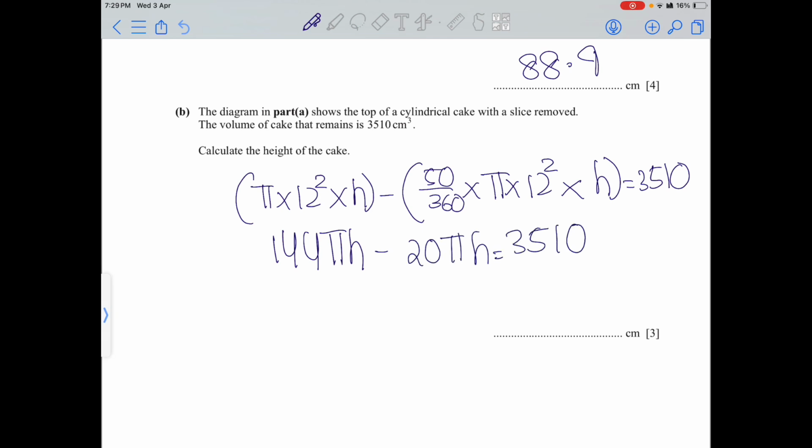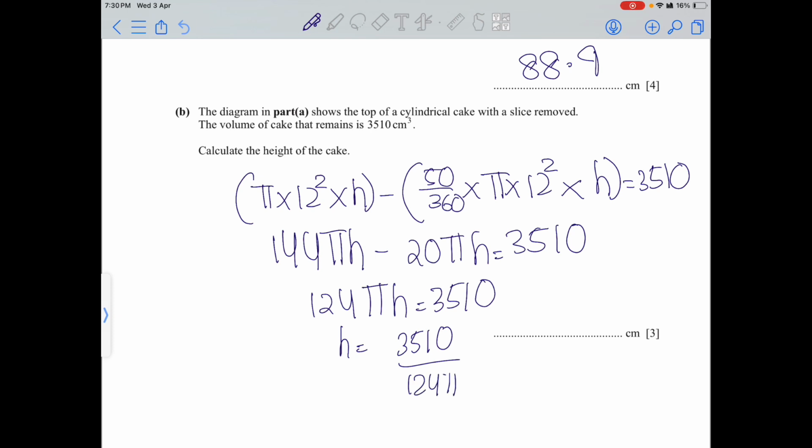So hence 144 minus 20, which is 124 pi h, is 3510. H would then be 3510 divided by 124 pi. That is giving you 9.01. 9.01 would be the answer.